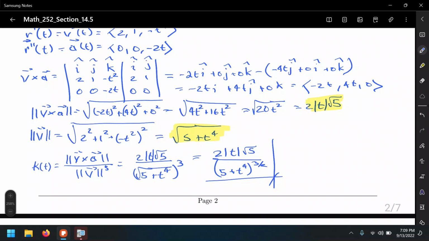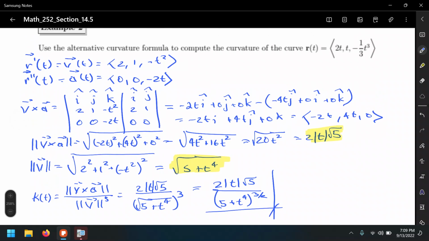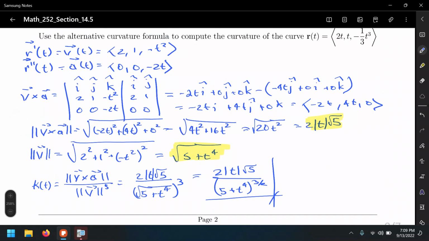And let's compare results. In the previous example, we got a constant because we were looking at the curvature of a circle, and a circle has the same curvature at every single point. This is not a circle anymore. This is some different kind of path right here. And we would expect to have different curvatures at different points. And that's why we have this expression in terms of t and not just a constant value. All right, let's see what's next.